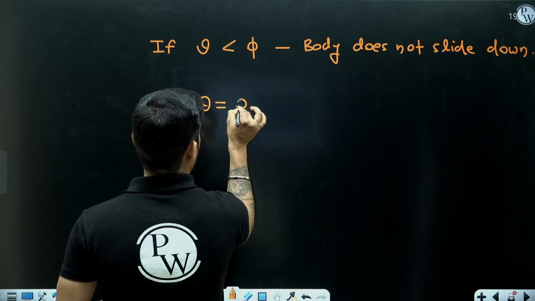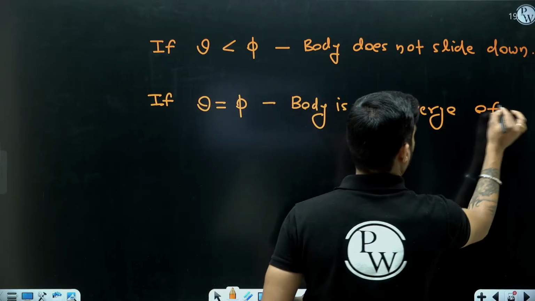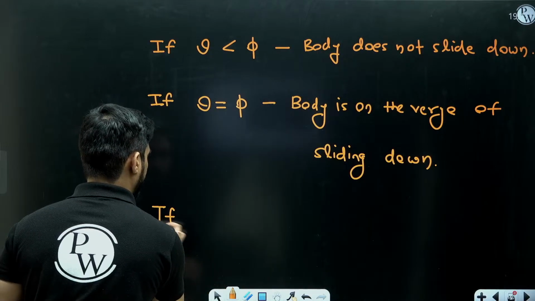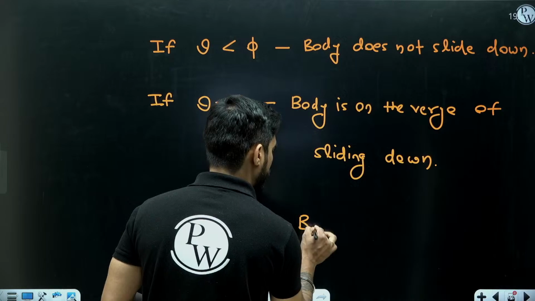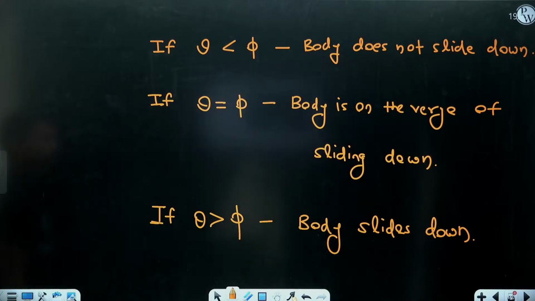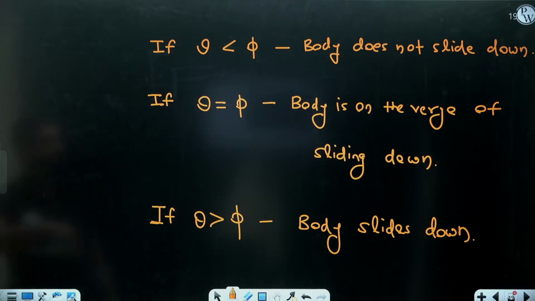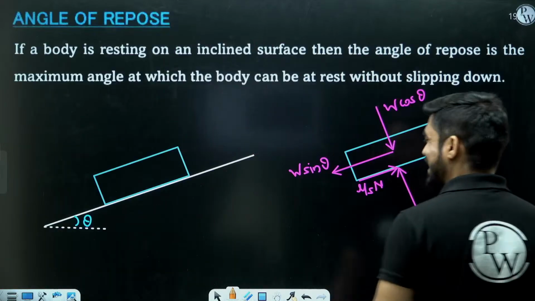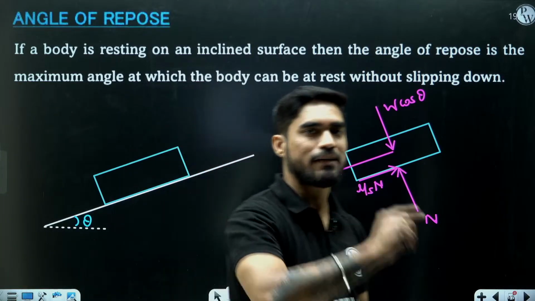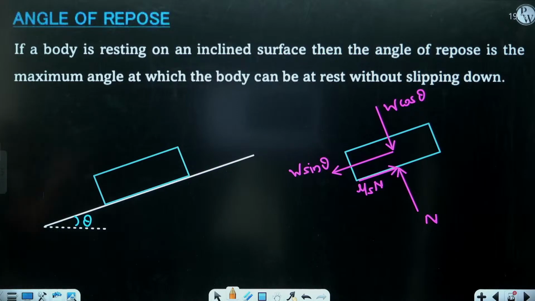If theta is equal to phi, body is on the verge of sliding down, and if theta becomes greater than phi, then body slides down. So based on the value of phi, we can say whether a body on an inclined surface will fall down or not. If your angle of inclination is less than or equal to the friction angle, it will not fall down. But if the angle of inclination becomes greater than friction angle, then it will start falling down. So this is another very important and interesting significance of friction angle.